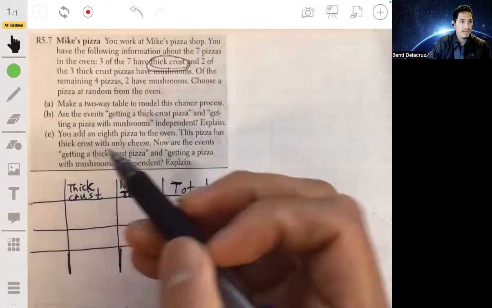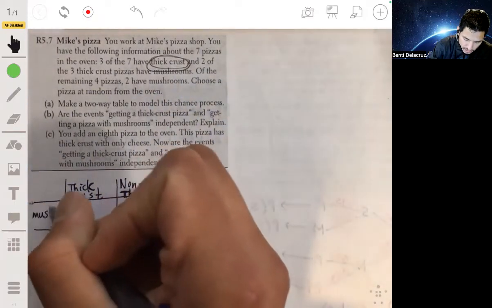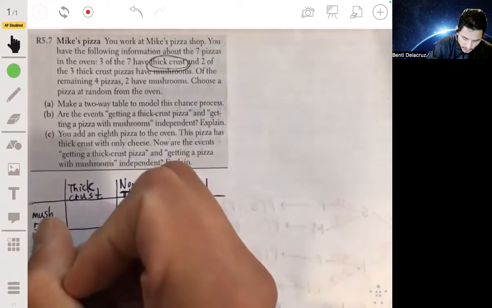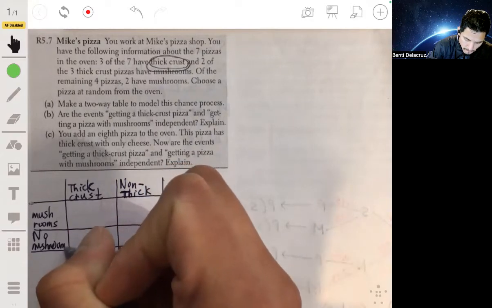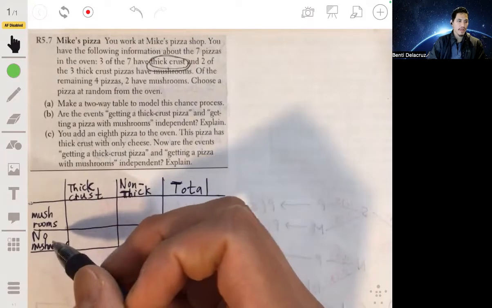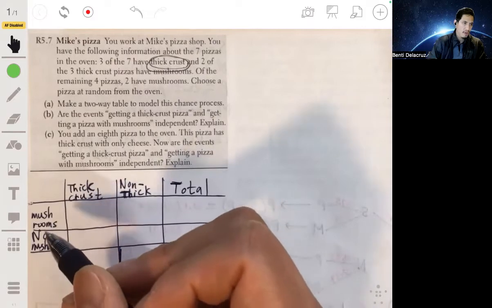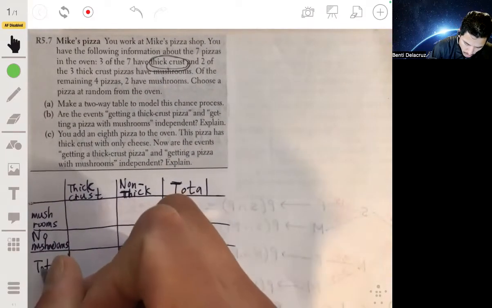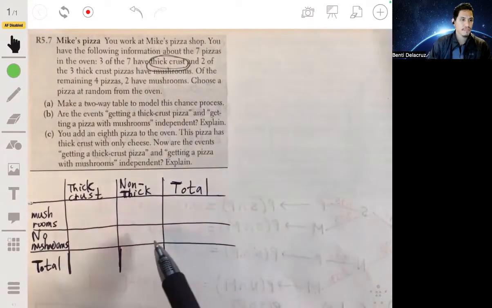Now across the rows, we have the other event. We're dealing with the mushrooms. So either you get a pizza with mushrooms, or you basically get no mushrooms. Don't care if it comes with pepperoni or anchovies, hopefully not anchovies, but it's just mushrooms or no mushrooms. That's it. And then you got the total again. Then from there, we fill in the center.